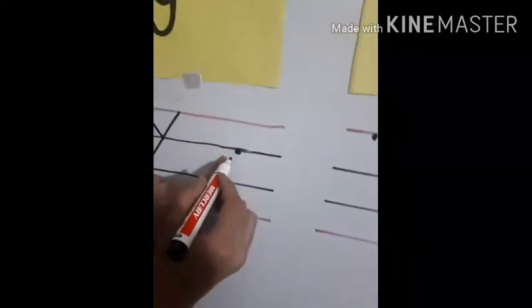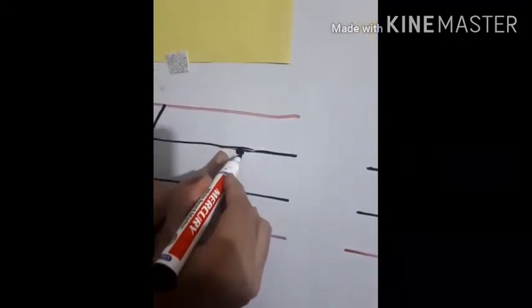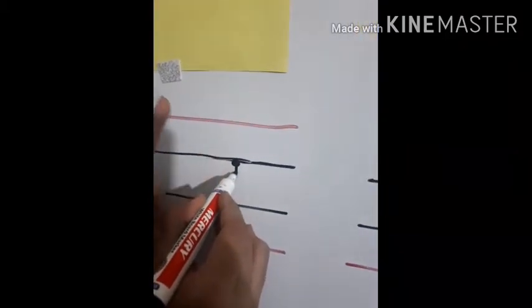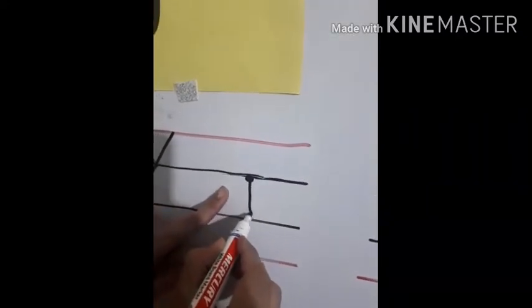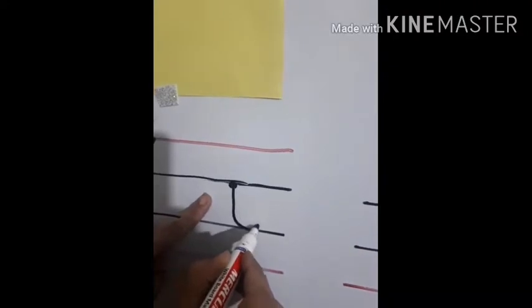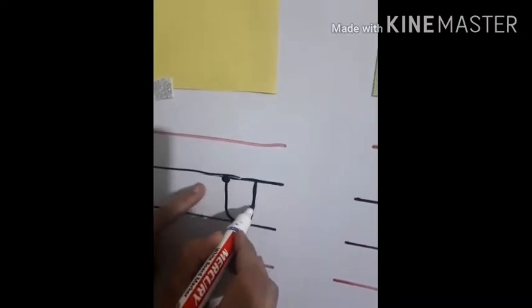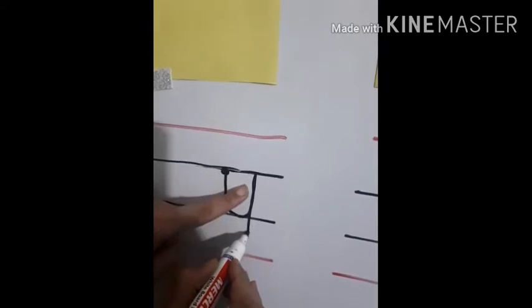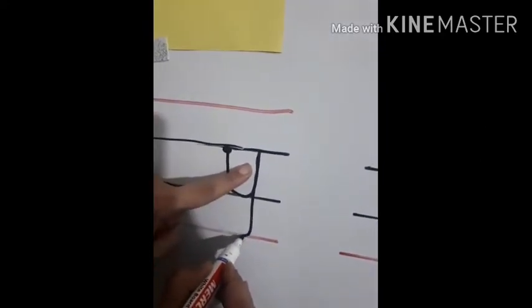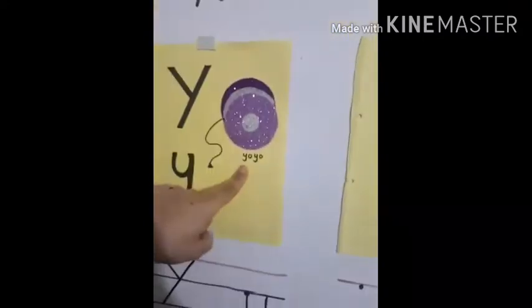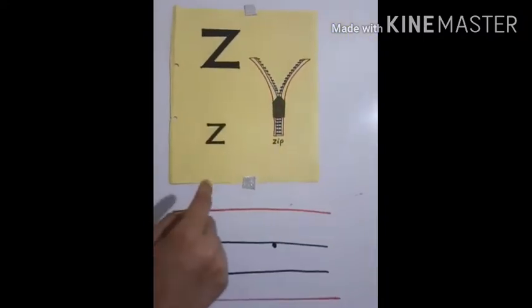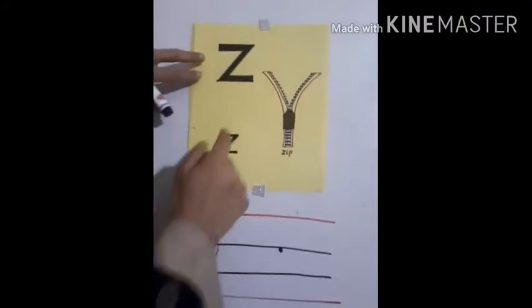Now for small y, look at the board again. Here you have a dot on your worksheet. Put the pencil on that dot and go straight. Go straight. Now make a curve. Touch the line. Curve up. Again go down on this line. Go down. Touch the last line. Again make a curve. Flick. Here is the formation of small y. Capital Y, small y. Sound is y, yo-yo.